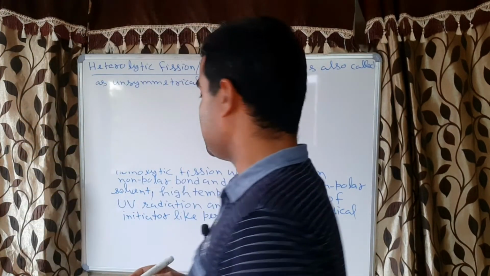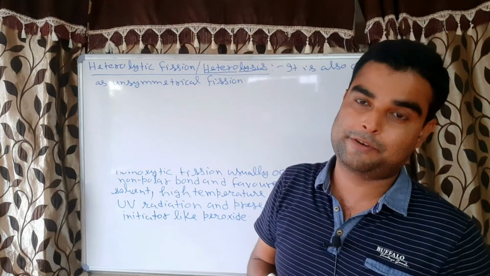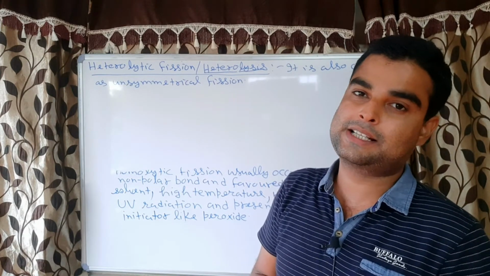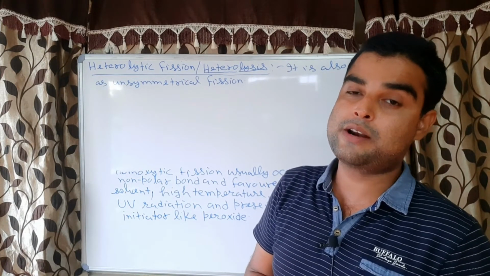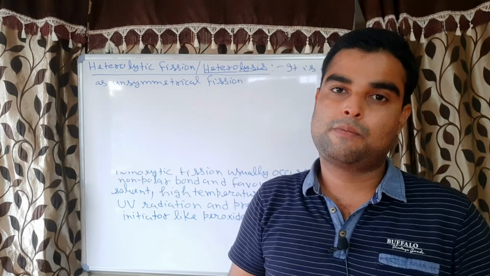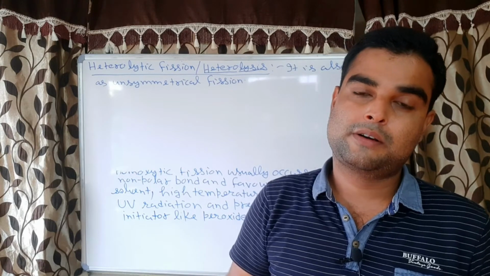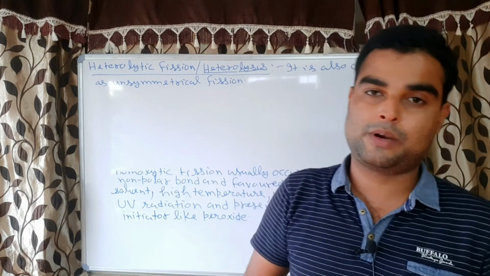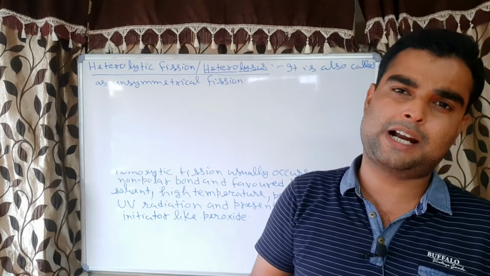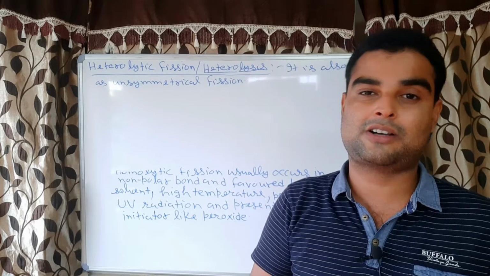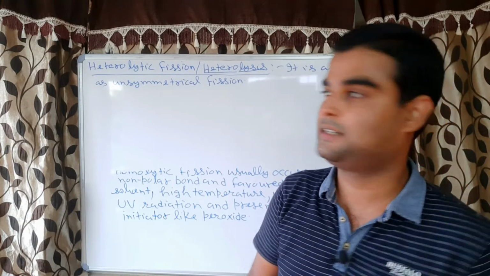Unsymmetrical fission means unequal fission. It means when a covalent bond breaks in such a way that, there are two atoms bonded by a covalent bond, but only one of the atoms bonded to the covalent bond takes away both electrons of the shared pair of a covalent bond. Then it is called heterolytic fission.